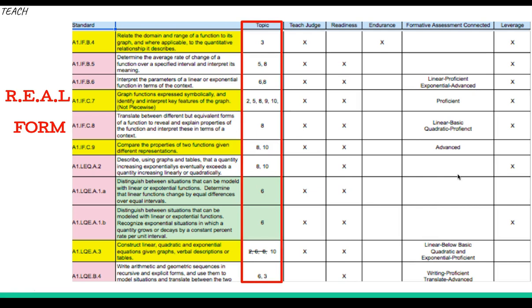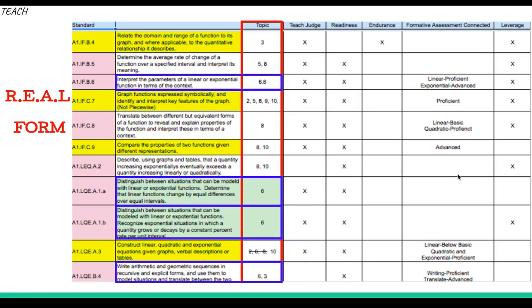Here I've highlighted in red all the different topics that they have. In blue, you'll see that these are identifying all the priority standards that are identified as being taught in topic 6. So again, I want to reiterate that the standards that you see listed are the priority standards that they have identified for Algebra 1.